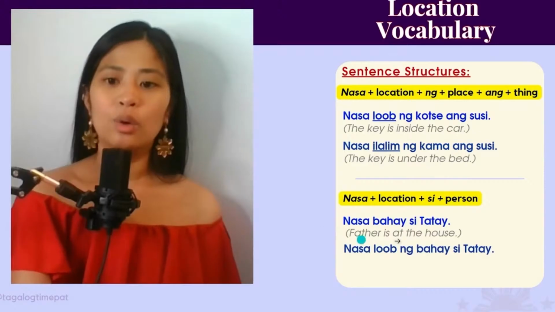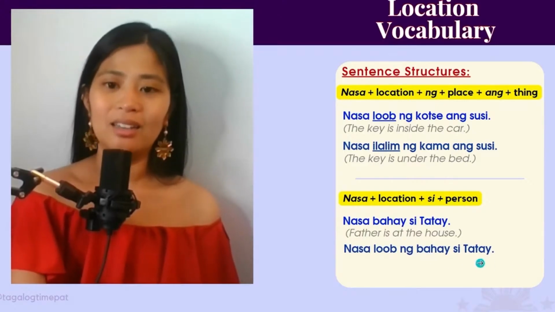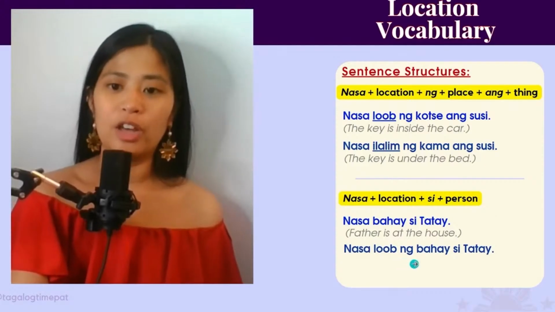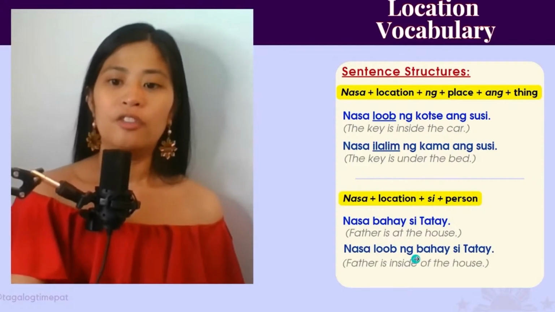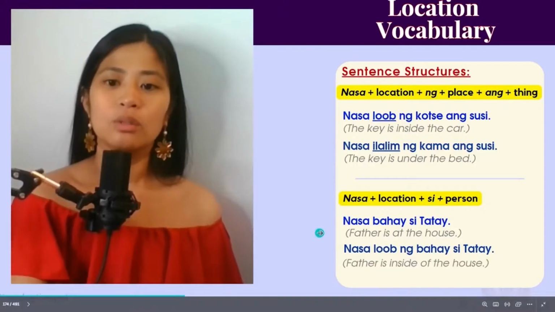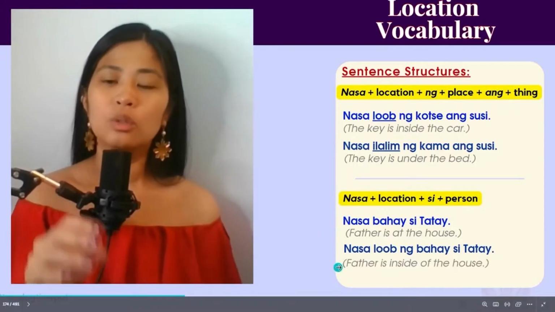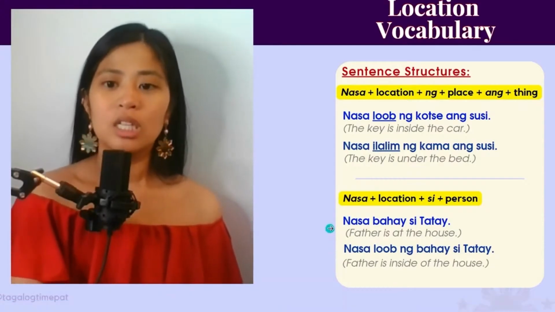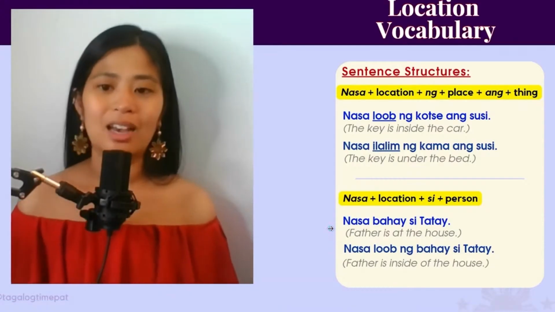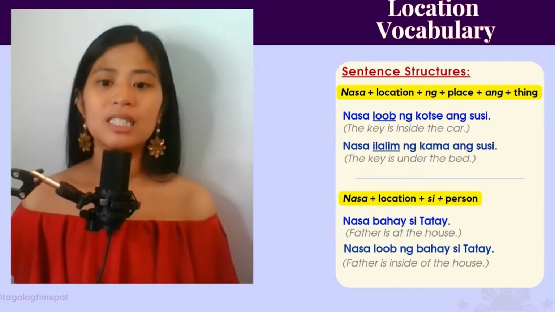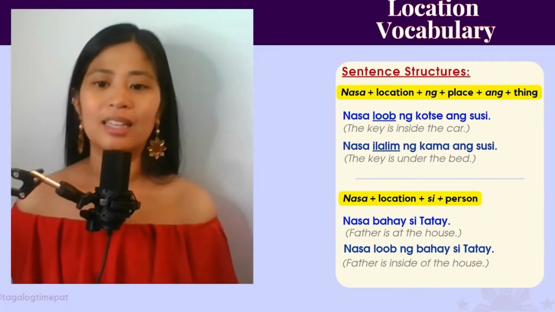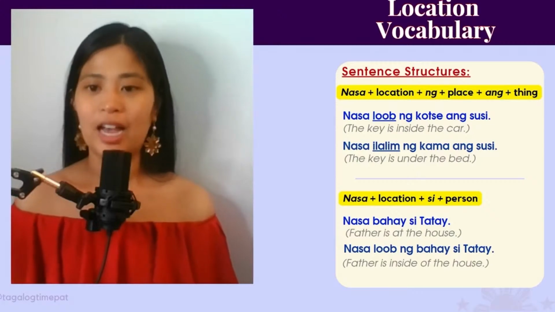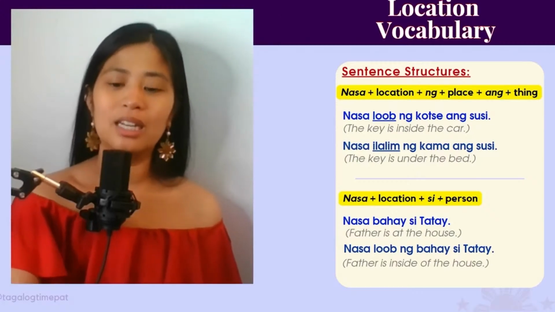Or nasa loob ng bahay si tatay. So this one is just a little bit more specific of where the father is. The father is inside of the house. So there's the difference there when you're using a location vocabulary versus when you're not. So nasa bahay si tatay, father is at the house. Versus nasa loob ng bahay si tatay, father is inside of the house. Okay, so that's kind of the difference there.